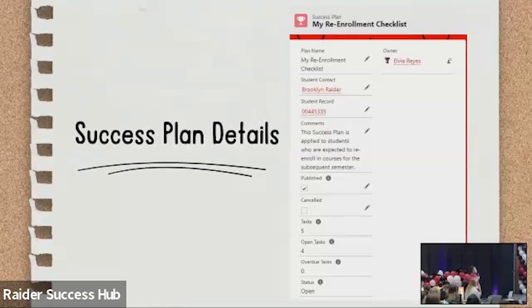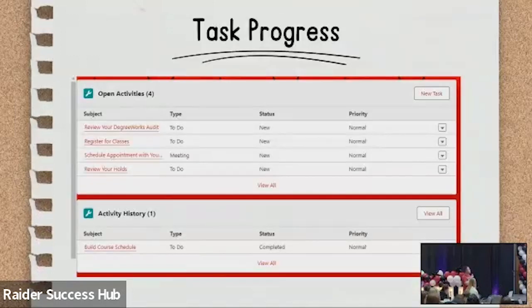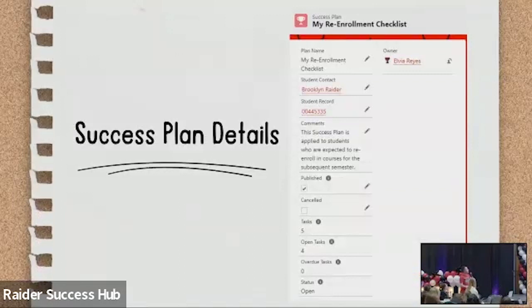We can see that the published checkbox is checked. That means the students can see it. If it was unchecked, it would be hidden from the students. We can also see if it's been canceled or if it's still applicable to the student. And we can also see if there are any tasks associated. We can already see there are 5 tasks, and of those 5 tasks, only 4 of them are open. So it seems like Brooklyn's actually on top of some stuff. We can also see if anything's overdue, as well as if the overall success plan is open or if it's been closed because it's been completed. You can also see who assigned it as well, and that was Elvia.